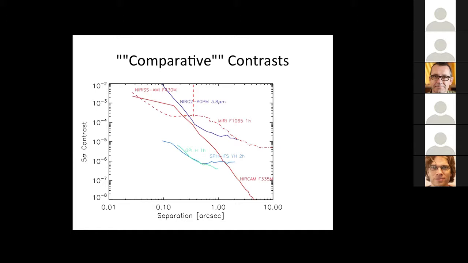NIRCam is going to be very good at going to large separation with strong contrast. NIRISS AMI is going to be able to go inside at small inner working angles. And MIRI, of course, has a large field of view.